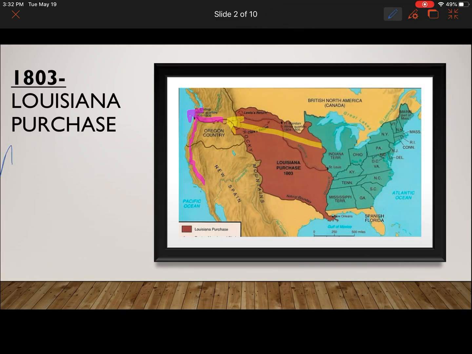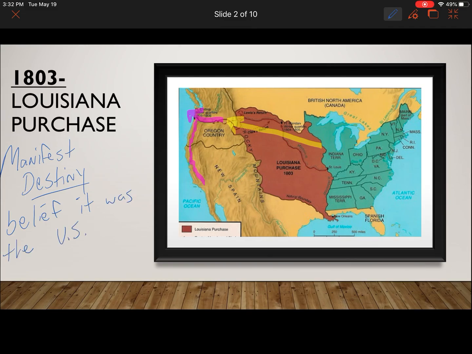And I want to write out the definition. Manifest destiny becomes the belief it was the U.S.'s God-given right to expand west.